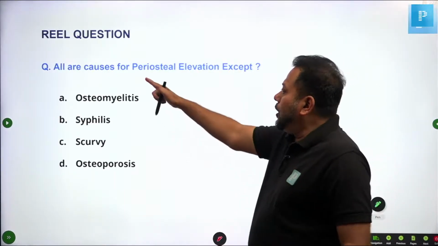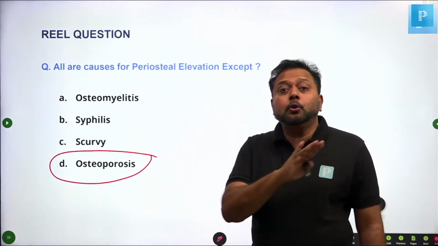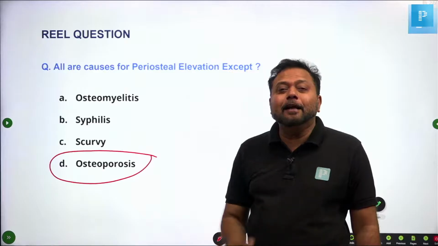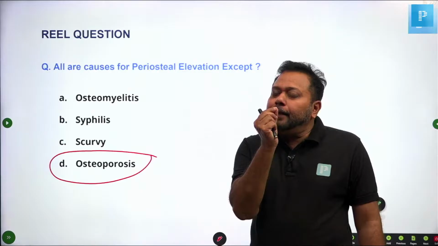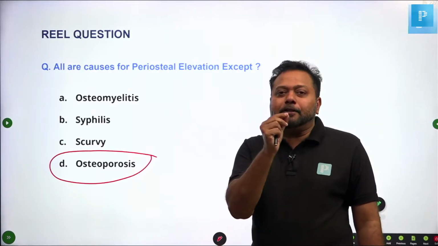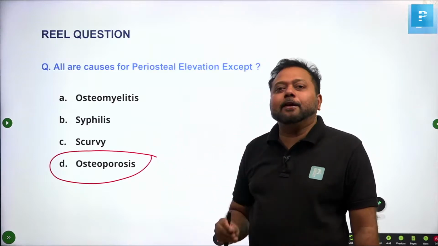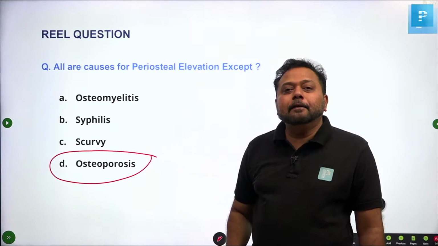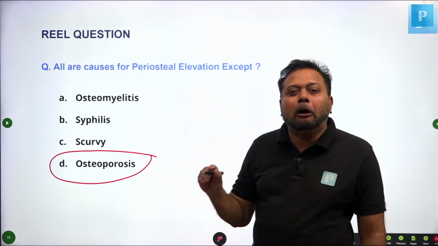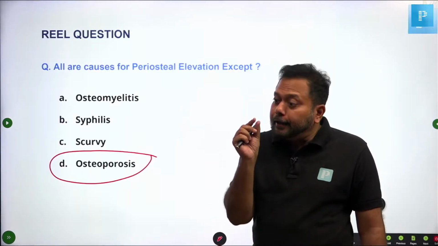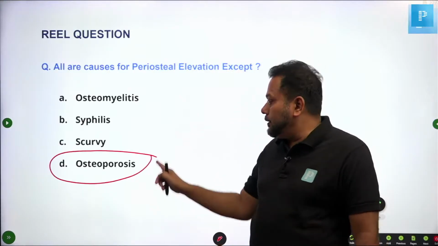Very good. So all are causes for periosteal elevation except osteoporosis. Because in osteoporosis, there should not be any periosteal reaction, only thinning of the periosteum. In periosteal elevation or periosteal reaction, there will be thickening of periosteum. In osteoporosis, an opposite condition, there is thinning of periosteum. That is why the cortex is called pencil thin cortex. The cortical thickening will go down and the periosteum will thin, so it is called pencil thin cortex in osteoporosis.